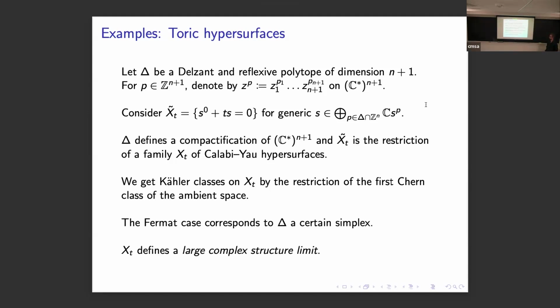Yeah, and as I said, the Fermat case corresponds to a certain simplex. In this case, when t is 0, the thing is sort of pushed to the boundary of what you're compactifying with, which are some lower dimensional projective spaces if you work with projective space, but then for a toric variety you compactify with some lower dimensional toric varieties at infinity. So it degenerates very severely when t goes to 0, and these define these large complex structure limits.